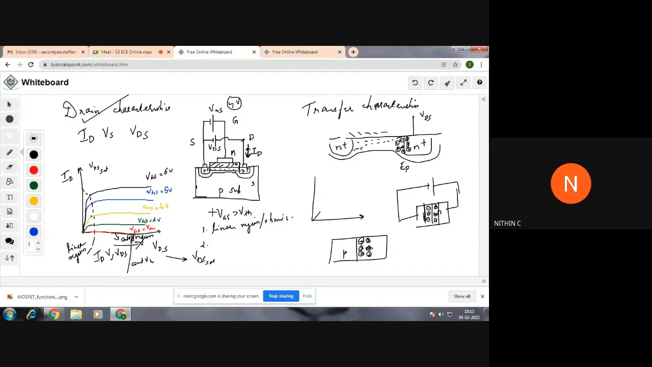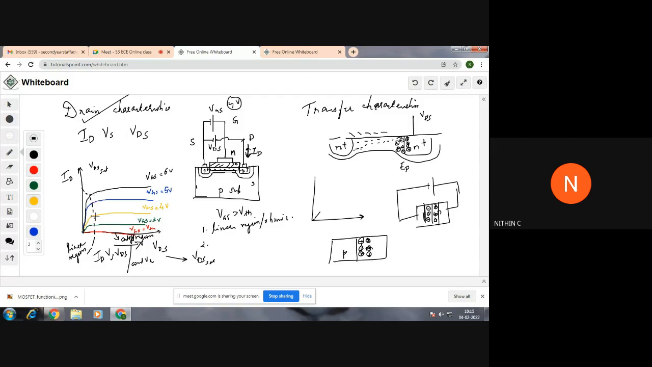So 3 regions I mentioned. One is the linear region, the one on the left side of this dotted line. That is a linear kind of behavior. When we increase the voltage, current also increases. That is a linear region, or since it is performing like a resistor, you can say it's an ohmic region also. Then you have the saturation region.